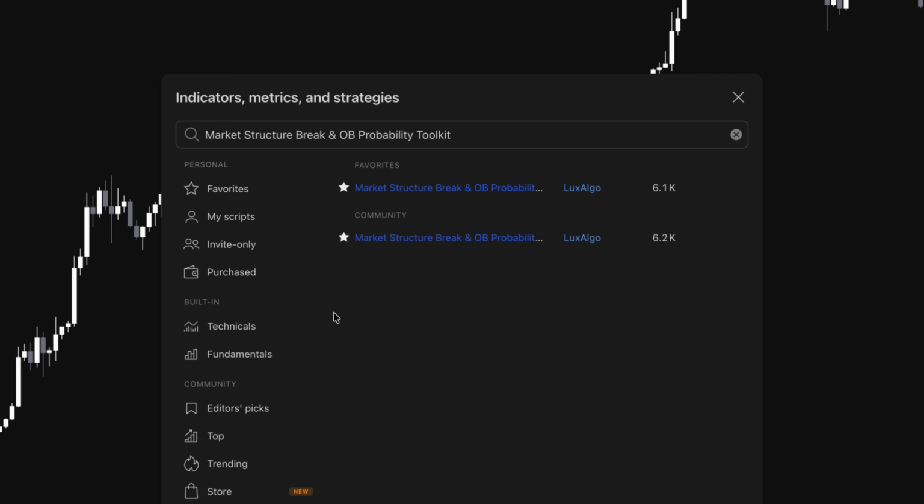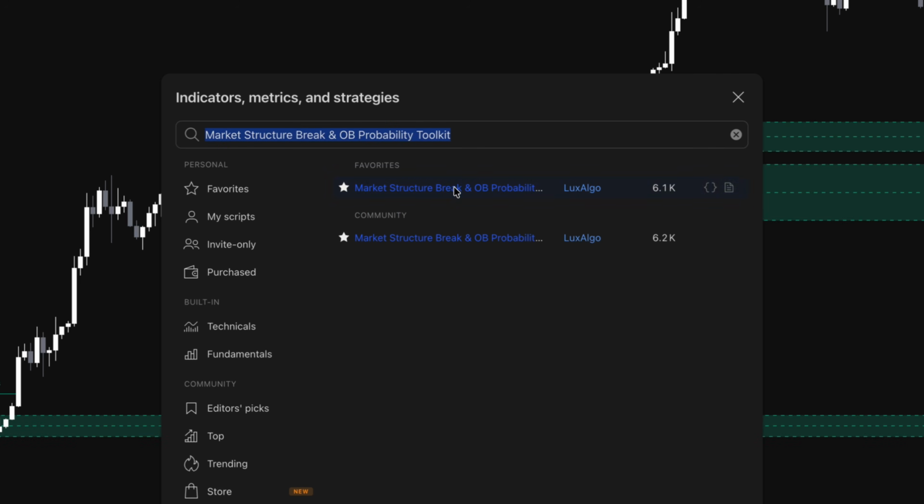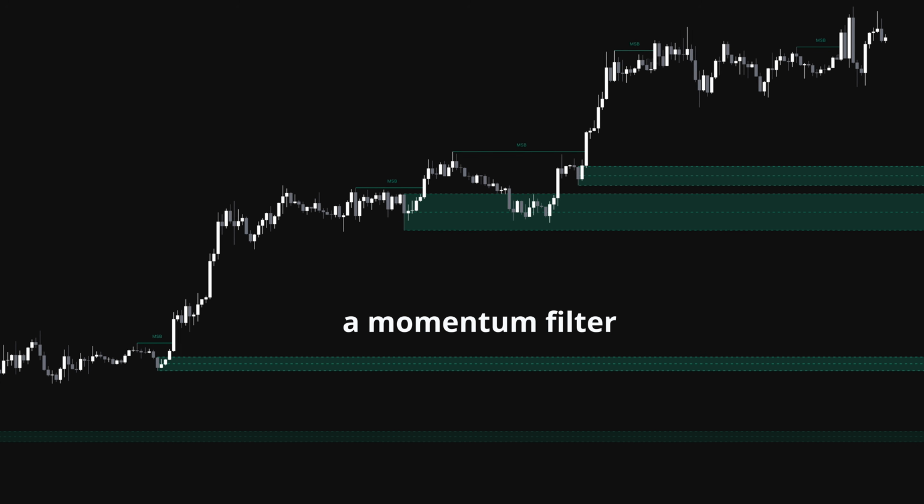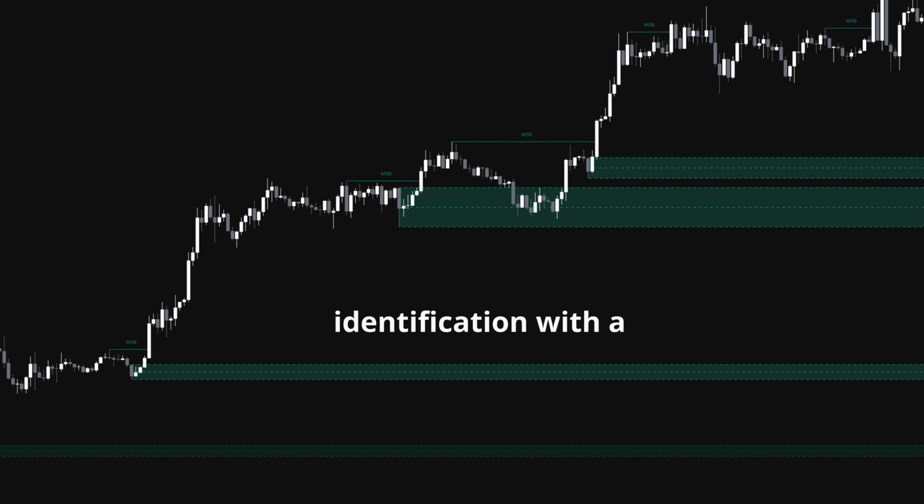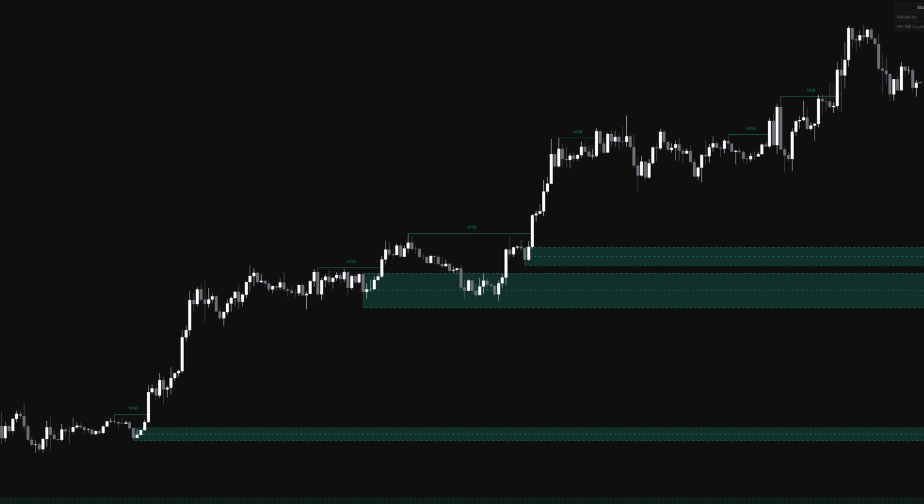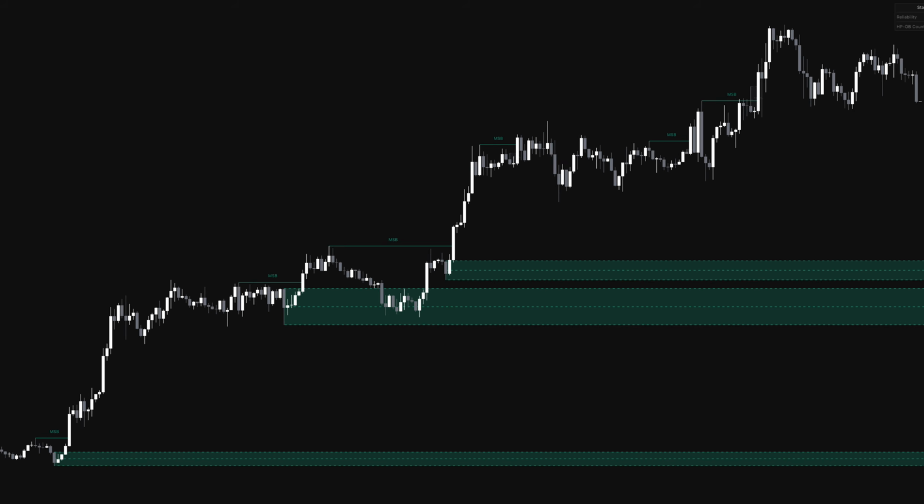Market Structure Break and Order Block Probability Toolkit, published by LuxAlgo, combines market structure break detection with a momentum filter and order block identification with a quality scoring system. It does not just mark zones mechanically, but attempts to weigh them by the conditions under which they formed.